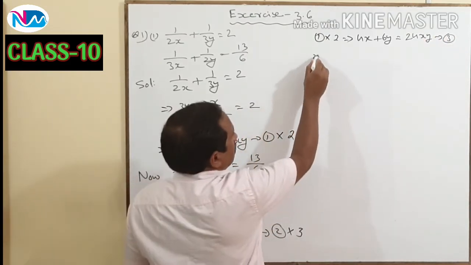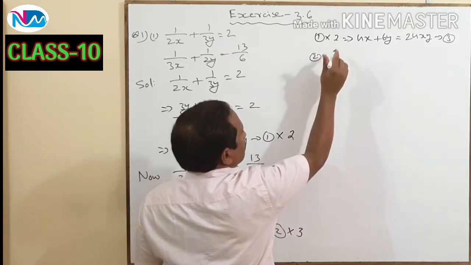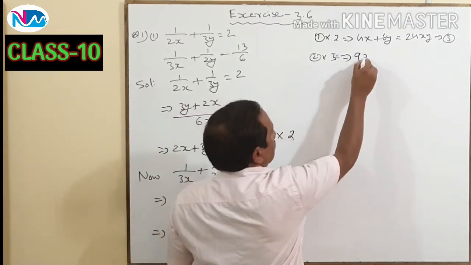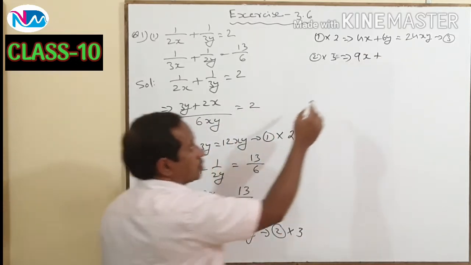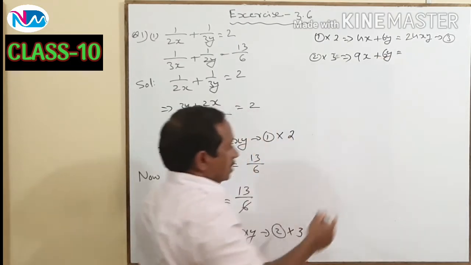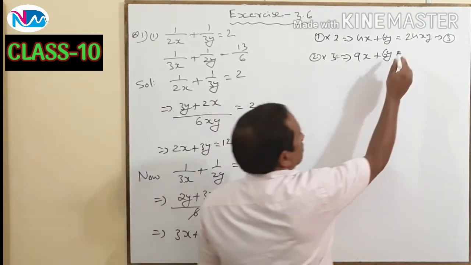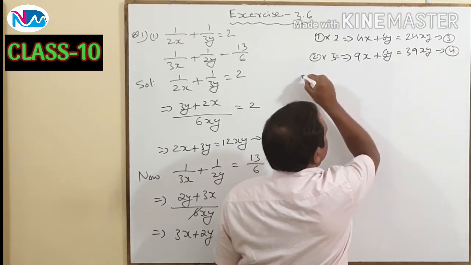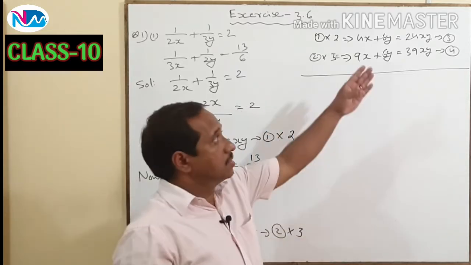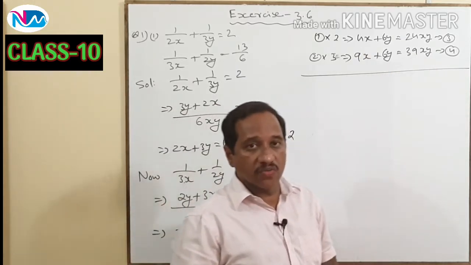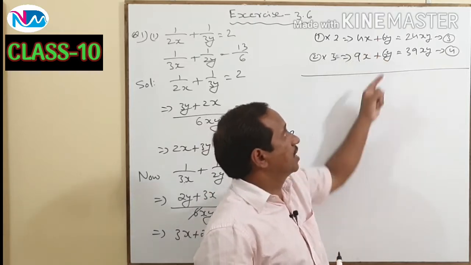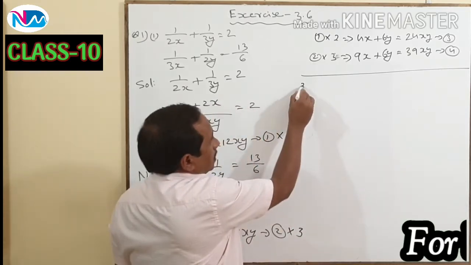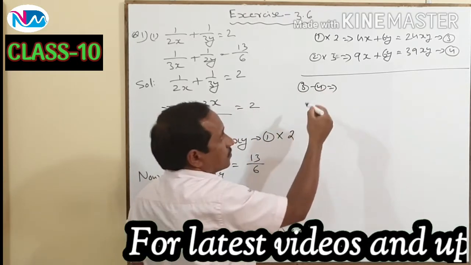Now I multiply equation number 2 with 3, which gives 3 into 3, 9x, plus 3 into 2, 6y, is equal to 3 into 13, that is 39xy, which is equation number 4. Now equation number 3 and equation number 4 have the same coefficient for y. Both are of the same sign, so I have to subtract. I subtract equation number 3 minus equation number 4.